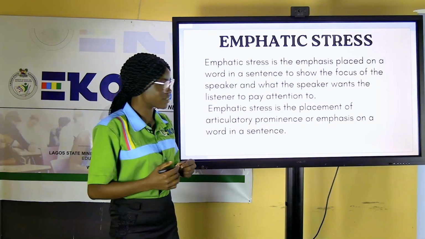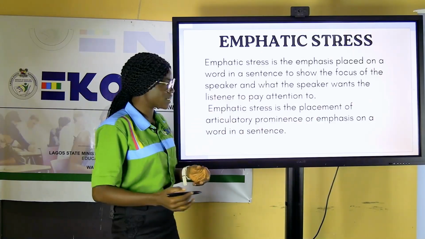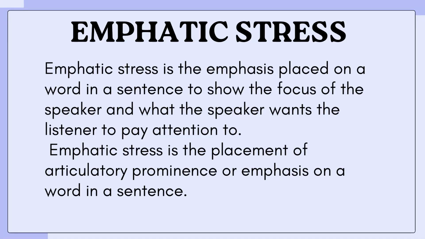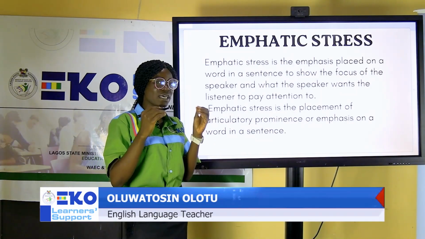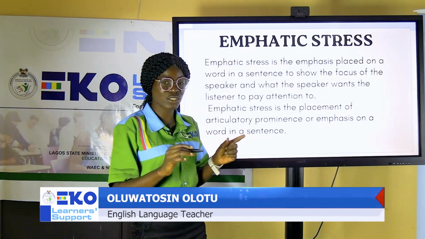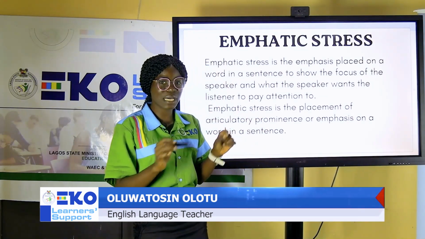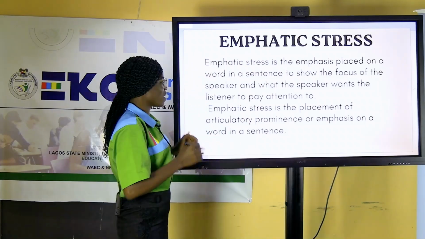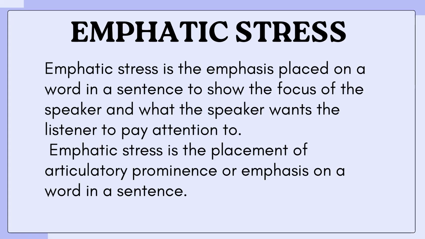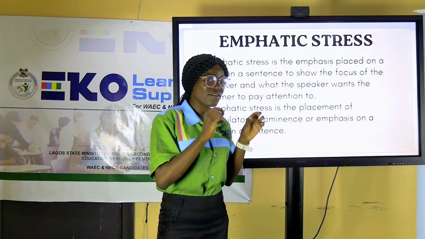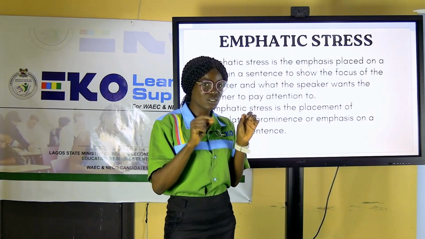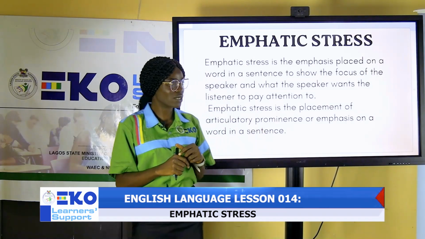What is emphatic stress? Emphatic stress is the emphasis placed on a word in a sentence to show the focus of the speaker and what the speaker wants the listener to pay attention to. In that case, if a particular speaker wants you to pay attention to a particular word, they lay emphasis on that word in a sentence. Also, emphatic stress is the placement of articulatory prominence, or emphasis, on a word in a sentence. In other words, when you emphasize a particular word in a sentence, you are drawing the attention of your listener to that particular word.